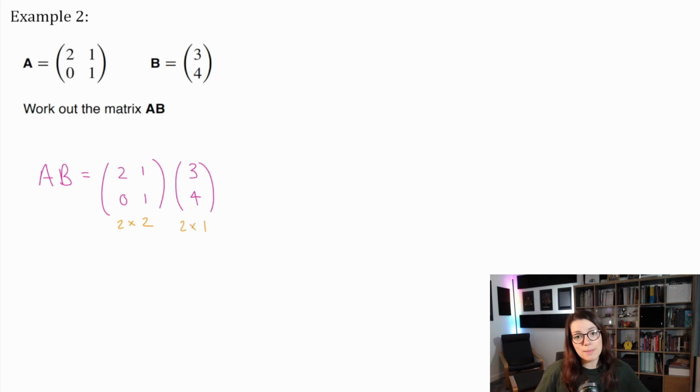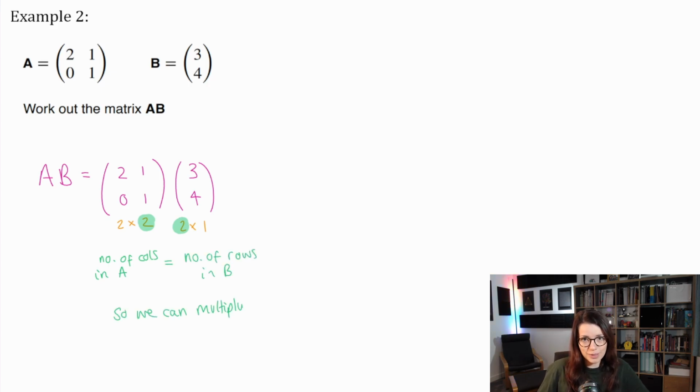Now, in order to be able to multiply matrices together, these dimensions have to match. In other words, the number of columns in A needs to equal the number of rows in B. In this case, they do, so we can multiply. Now, when we multiply them together, we can use the dimensions to tell us how big the answer is going to be. And in this case, it's going to be a 2 by 1. And the reason for that is that we can use the outer dimensions to tell us this.